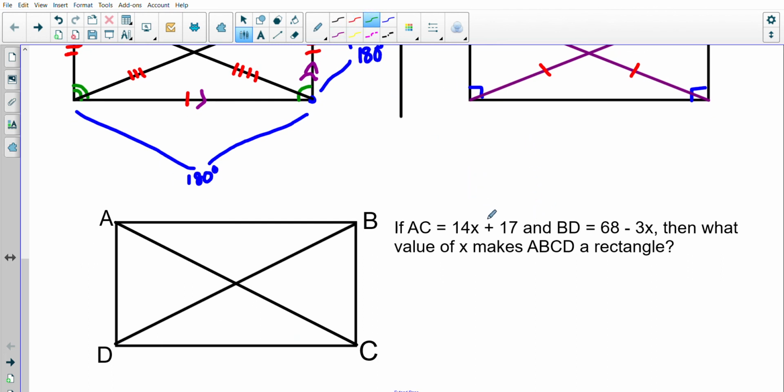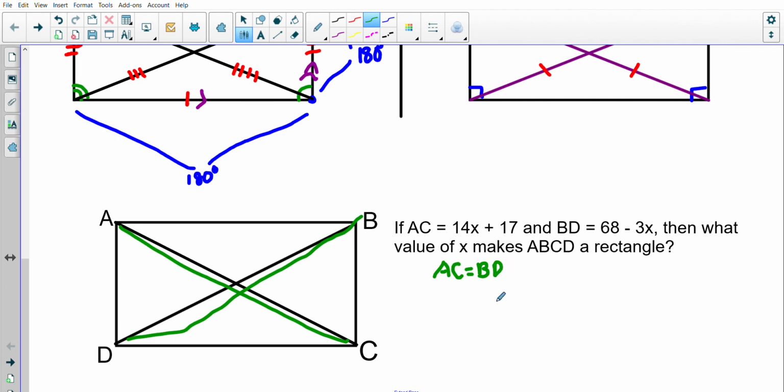So it says if AC equals 14x plus 17 and BD equals 68 minus 3x, then what value of x makes this a rectangle? Okay, well, they're referring to AC here and BD here. So they are referring to the diagonals in this problem, right? So all we really got to do is set up an equation and solve it. So we're going to say that these diagonals are congruent, so AC must be equal to BD.